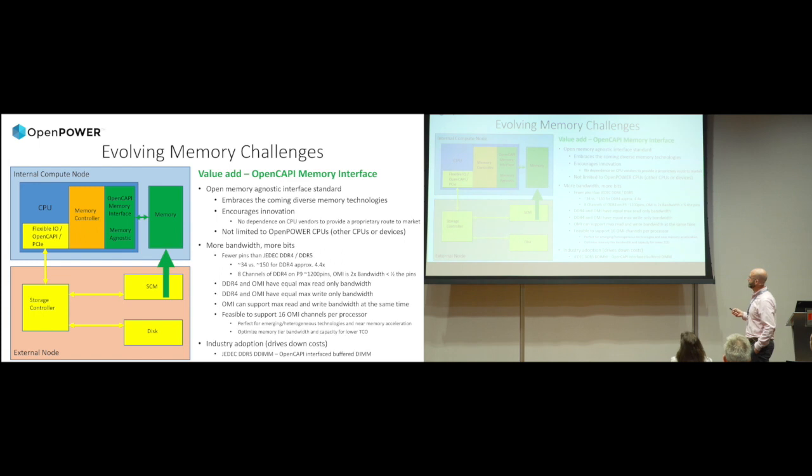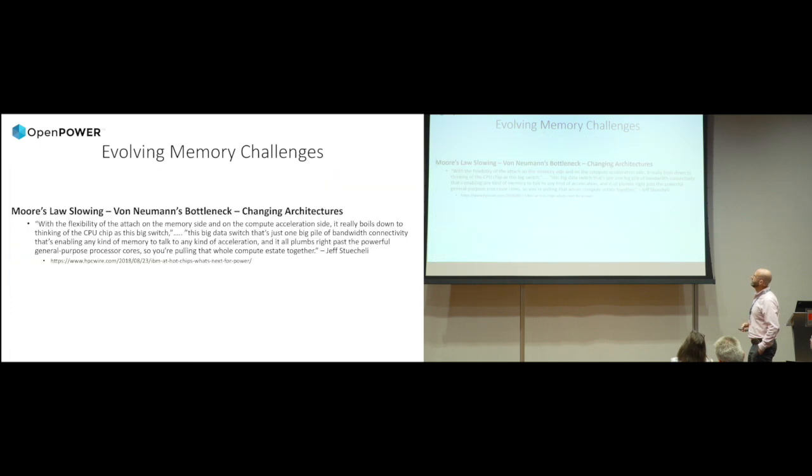So this gives you the capability to support possibly up to 16 OMI channels per processor. This is perfect for emerging heterogeneous technologies and your memory acceleration. And it can help you optimize your memory tier bandwidth and capacity for lower total cost of ownership, right? Also, there's the drive to push this through JEDEC. We're working through JEDEC and different task groups to create a standardization for the DDR5 DDIMM, right, which will have an OpenCAPI interface.